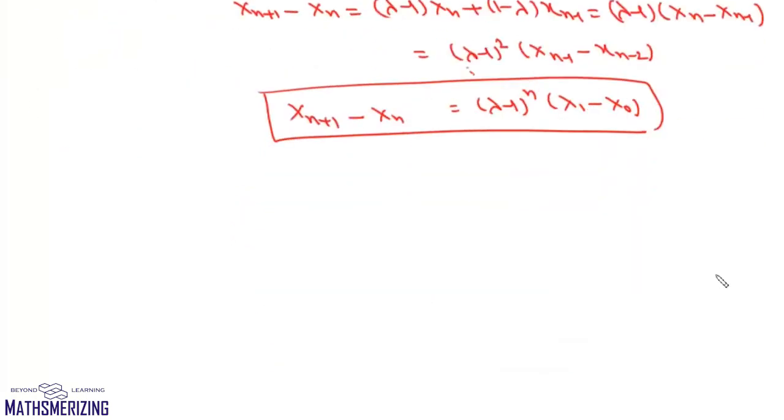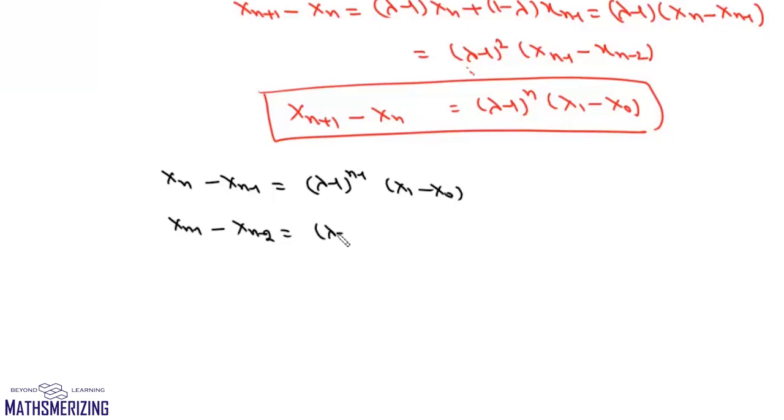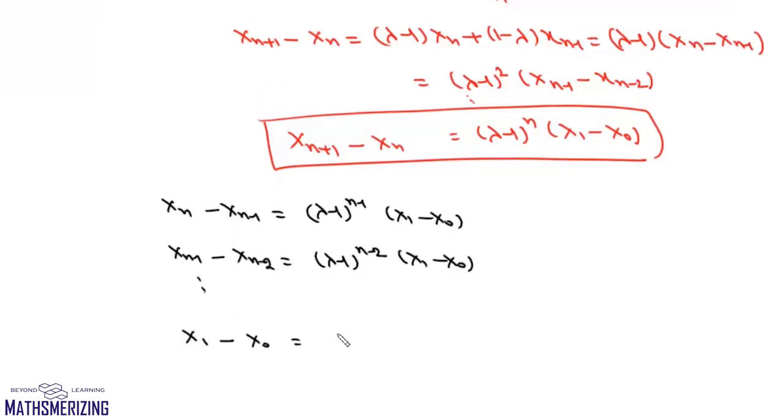Now using this result we can write x_n minus x_(n-1) will be (lambda minus 1) to the power n minus 1 (x_1 minus x_0), x_(n-1) minus x_(n-2) will be (lambda minus 1) to the power n minus 2 (x_1 minus x_0), and we'll continue up to x_1 minus x_0, which will be equal to (lambda minus 1) to the power 0 (x_1 minus x_0).